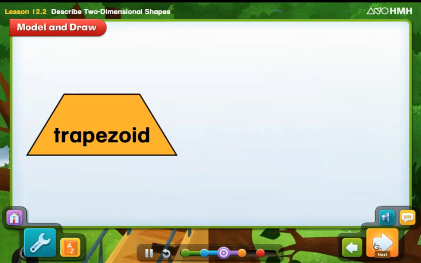This two-dimensional shape is called a trapezoid. It has straight sides. How many sides does a trapezoid have? Click to count them. 1, 2, 3, 4. A trapezoid has 4 sides.